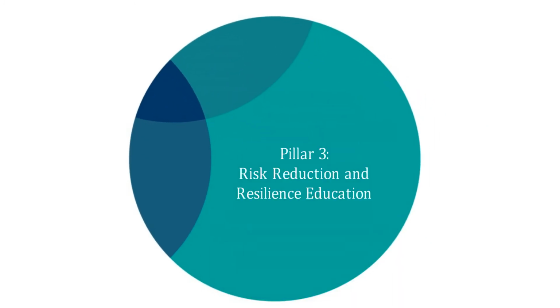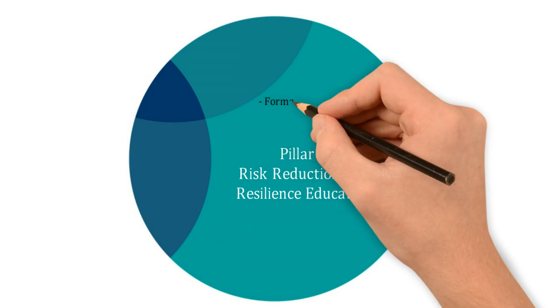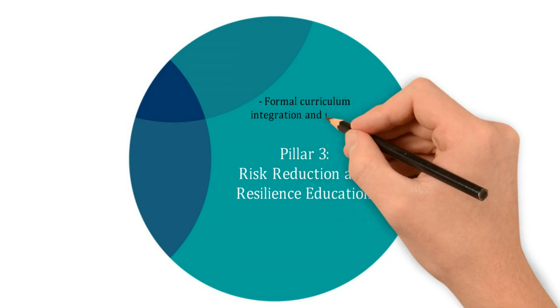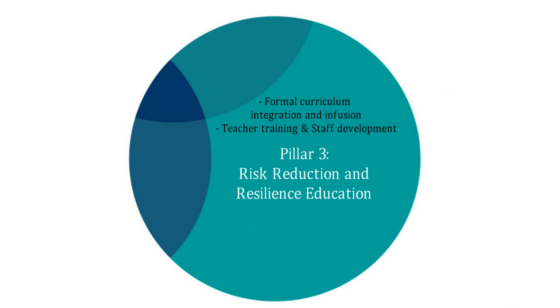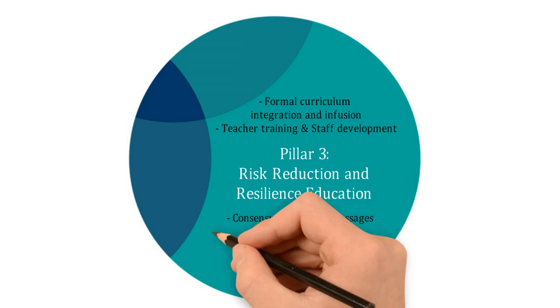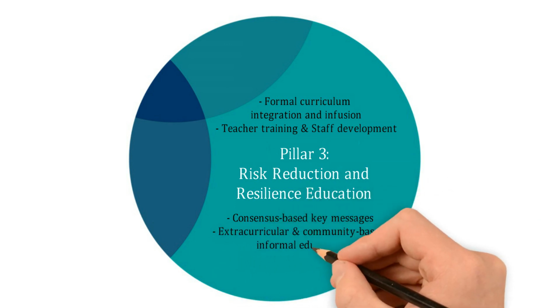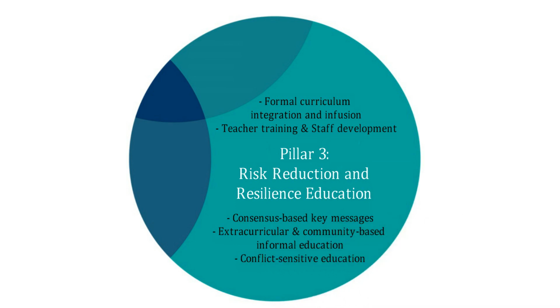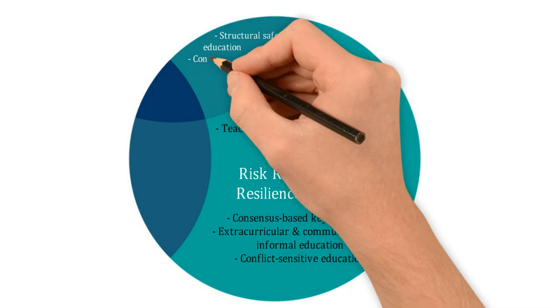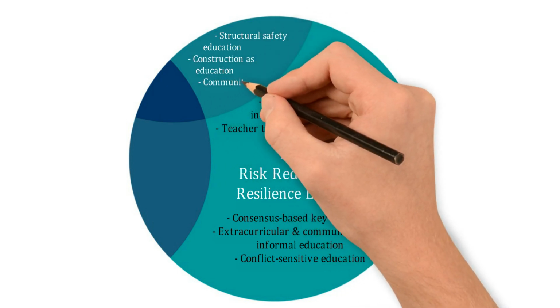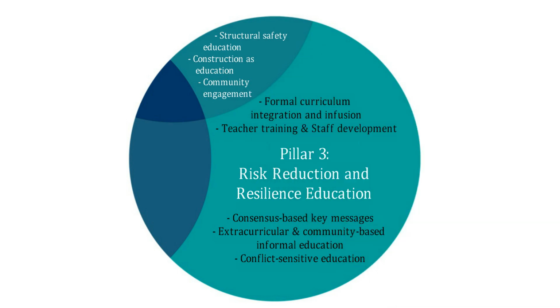The key areas of responsibility for Pillar 3 are education for sustainable development, child-centered learning, formal curriculum integration and infusion, teacher training, and staff development. National evidence and consensus-based key messages, extracurricular and community-based informal education, conflict-sensitive education for diversity, acceptance, peace, and social cohesion. And sitting between Pillars 3 and 1 are structural safety education, construction as an educational opportunity, and finally, community engagement in construction.